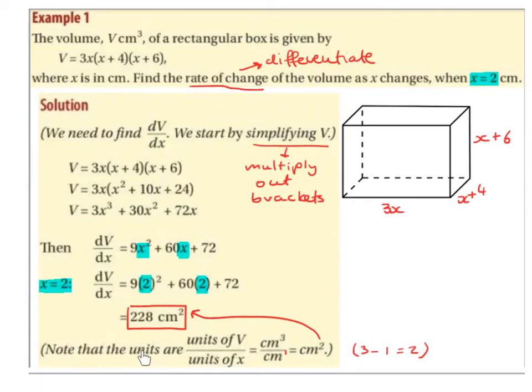Note that the units are the units of the volume divided by the units of x. The units of the volume are centimeters cubed, and the units of x are centimeters, which is technically to the power 1. And centimeters cubed divided by centimeters to the power 1 is centimeters squared, because 3 minus 1 is 2.